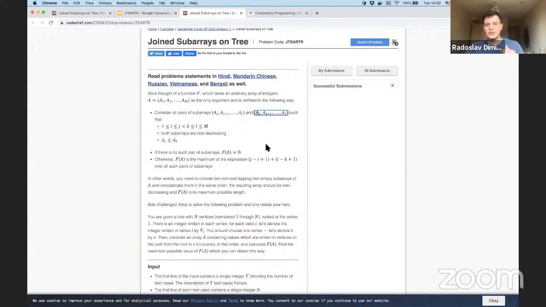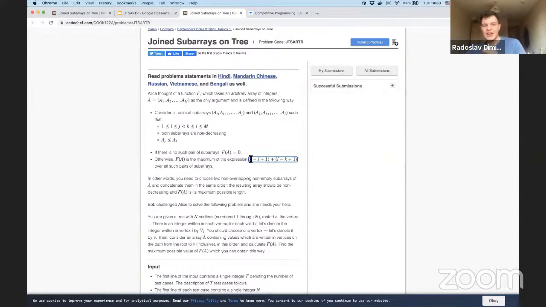Or in other words, we just want the concatenation to be non-decreasing, because we want the subarray from K to L to be non-decreasing, and we also want the same for the one from I to J. And we also want A_j to be less than or equal to A_k. So this means that the whole concatenation is non-decreasing. The weight function, or the value of some choice, is defined as J minus I plus 1 plus L minus K plus 1.